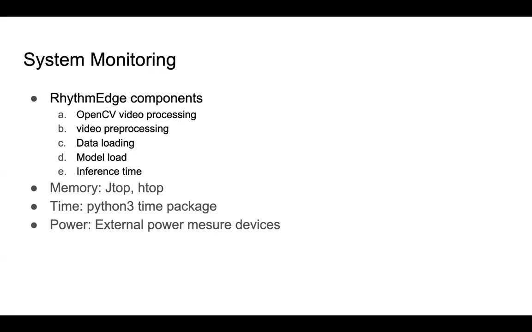Now, some details on the system monitoring. We monitor and benchmark the RhythmEdge system to study its robustness and feasibility. Particularly, we monitor the memory utilization, time complexity, and power consumption in RhythmEdge components like OpenCV video preprocessing, data loading, model load, and inference during their executions. We have used jtop for Jetson Nano and htop for the other two devices for memory profiling, the time library built in Python for system lag measurement, and an external device for power consumption measurement. The detailed results are provided in our main paper.